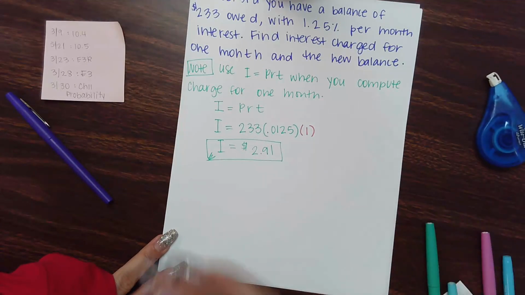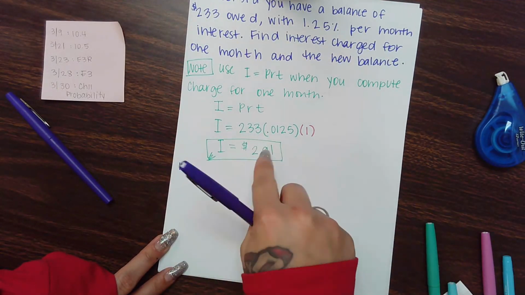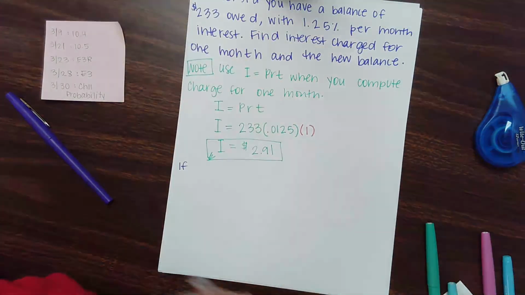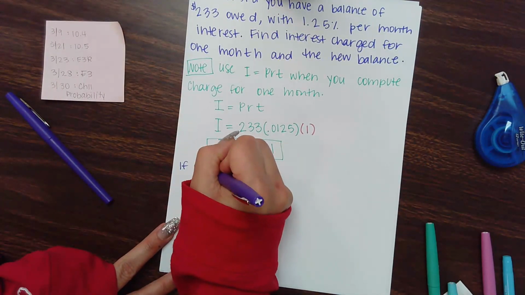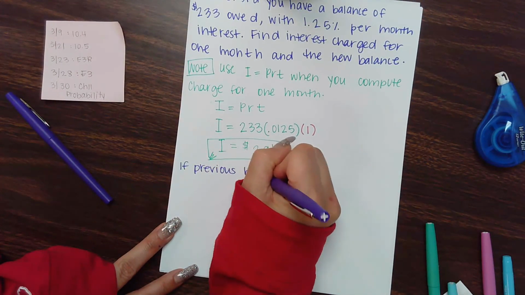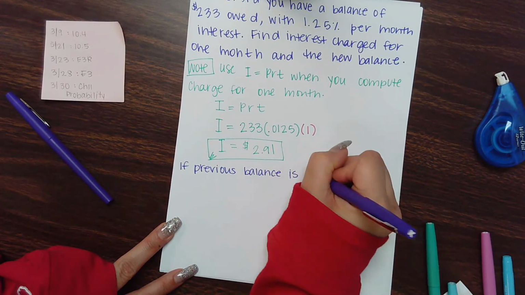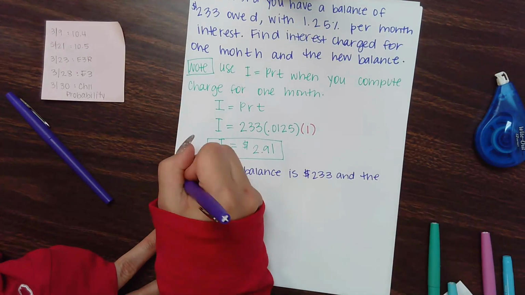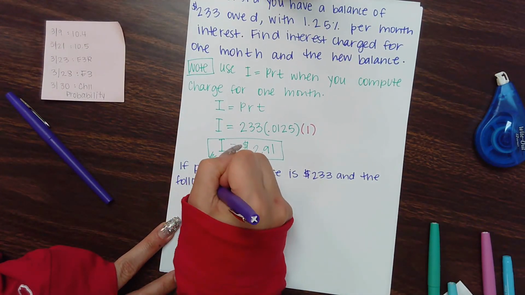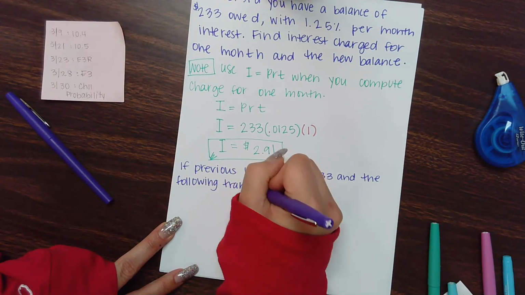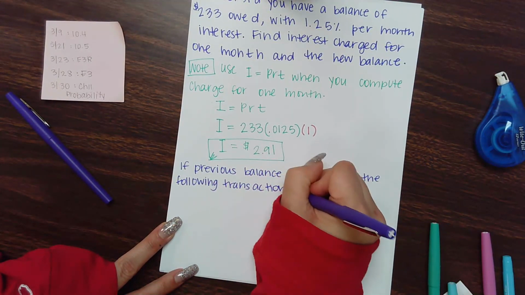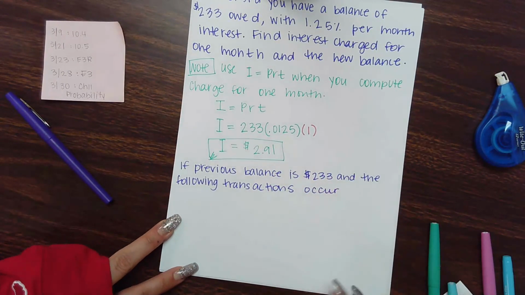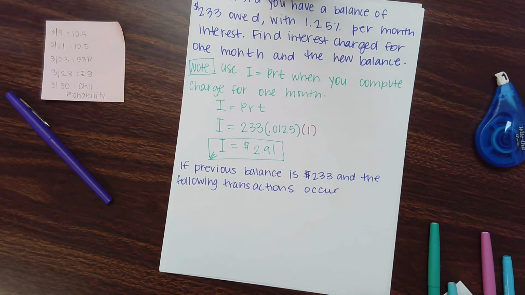It says if this is the interest, the 233, that's what I owed, right? So if previous balance is $233 and the following transactions occur, and it's like, what do you mean? What transactions? There will be a little table on the homework. I think both of them are slightly different. There's two of these problems, okay?